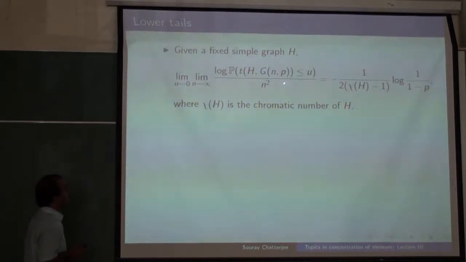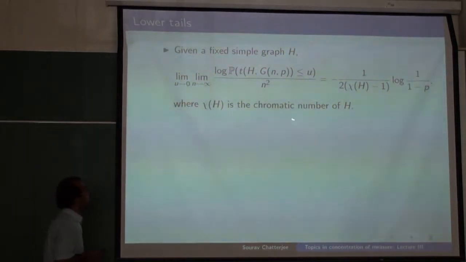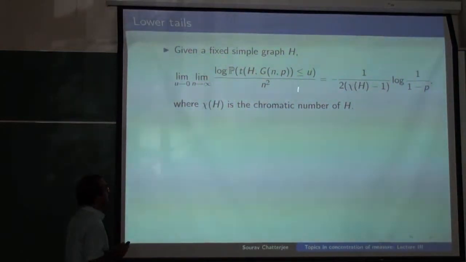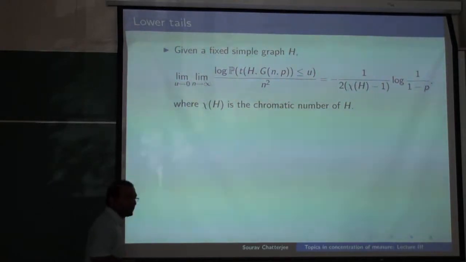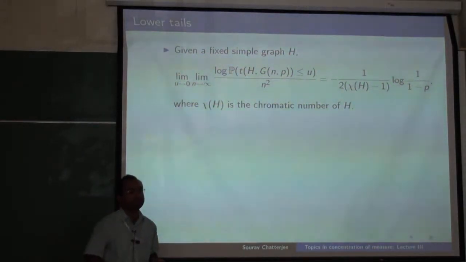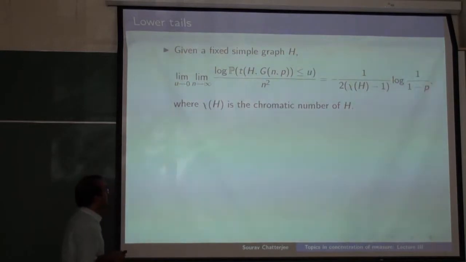Lower tails a little bit. So this is not in the paper, but it's in some manuscript. If you look at what happens if the number of triangles is less than what you would expect, for a little bit it continues to look like an Erdős-Rényi graph. But as you go down, it looks like something else.